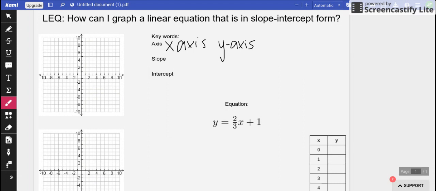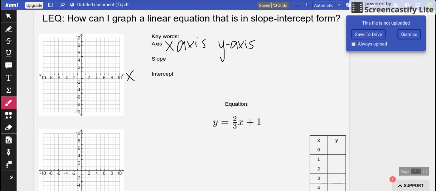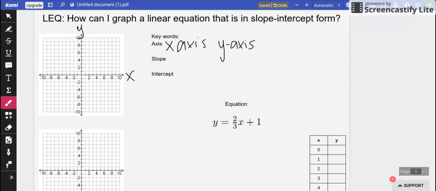When you look at your graph over here, the x-axis is the one that goes straight across side to side, and the y-axis is the one that goes up and down. These are going to be important when we are plotting our points to be able to graph this in slope-intercept form. Another keyword here is slope.